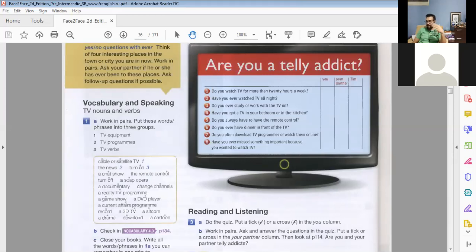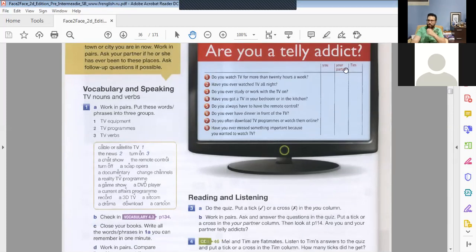So as you said, it's a questionnaire, we have some questions. Let's answer these questions, and we will just use tick or cross. We're going to compare your answers, my answers, and Tim's answers in the CD, in the track. Okay, so let me just move the page a little bit. Good. Now we have three columns: one for you, one for me, I'm your partner, and one for Tim. And we want to compare the answers. Can you read the first question, please? Do you watch TV for more than 20 hours a week? No. Okay, do you know how many 20 hours a week is?